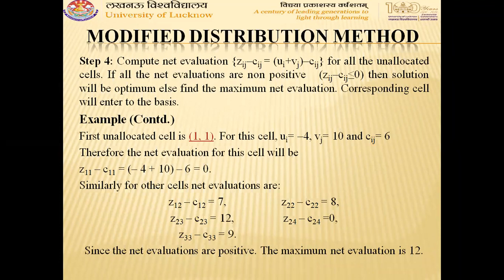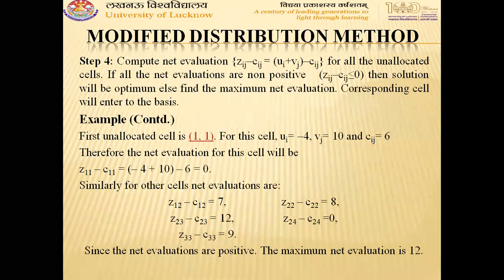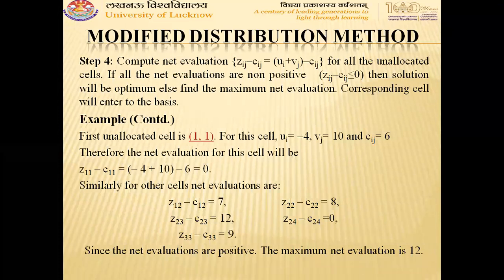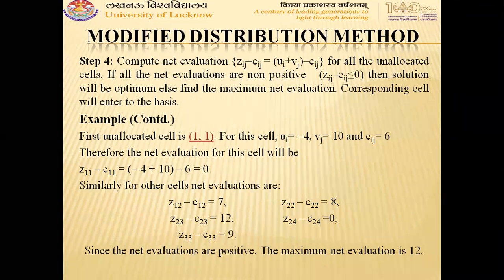If all net evaluations come out to be non-positive, then our solution is optimum. Otherwise, we find the maximum net evaluation, and the corresponding cell is to be entered into the basis.